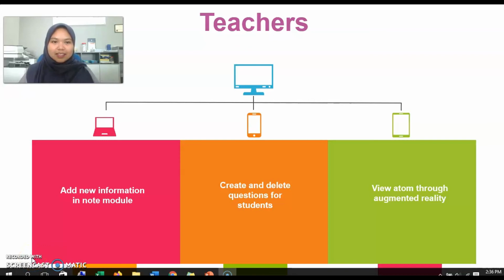Next, I'm going to talk about the teachers' functional requirements. First, teachers can add new information into the notes module for students. And secondly, create and delete questions for students. Both the notes and questions that are updated by teachers can be viewed in the students' module. The last one is viewing atoms through augmented reality, which is the same as the students' function.